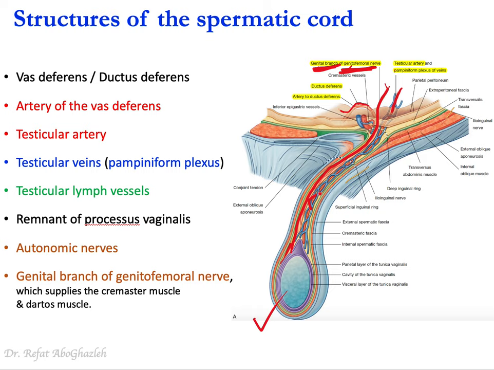It's not the testicular vein. It's not correct to say testicular vein because at the end they will form the testicular vein, but here they are the pampiniform plexus. Pampiniform venous plexus. Of course, lymphatics, autonomic nerves, and you will find also a kind of remnant of processus vaginalis. Look at it here. You know the peritoneum?